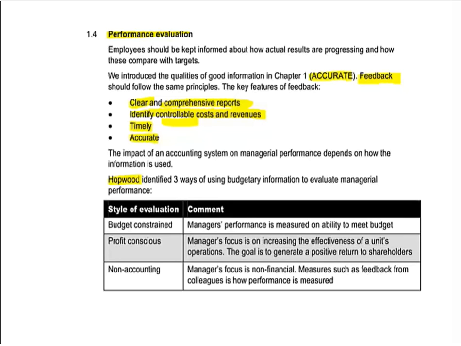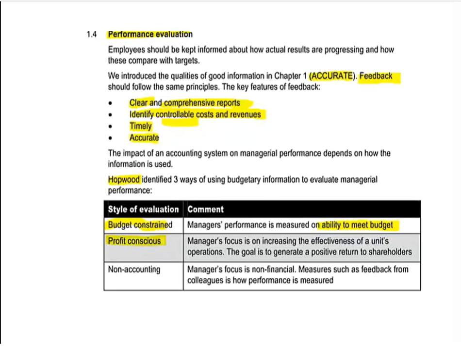The first one then is the budget constrained manager. The manager then will be measured on their ability to meet the budget. What that means then is that they will make decisions based on the impact on the budget. So if it contributes favourably, the decision will probably be approved. If it doesn't, even if it might lead to leads and sales in the future, then they're not going to do it. So basically, constrained, doing it because it's in the plan, not doing it because it's not in the plan. Quite single-minded and fixated.